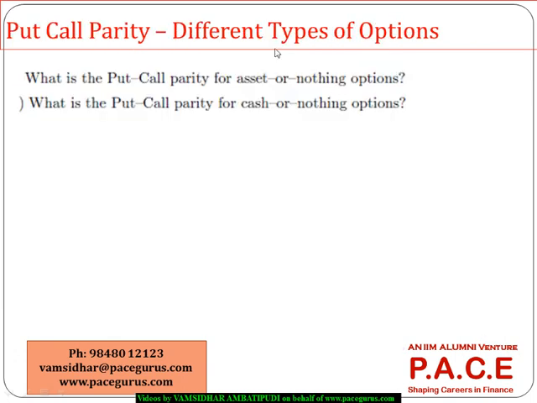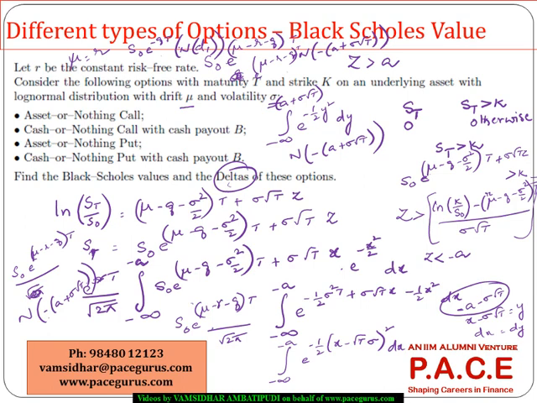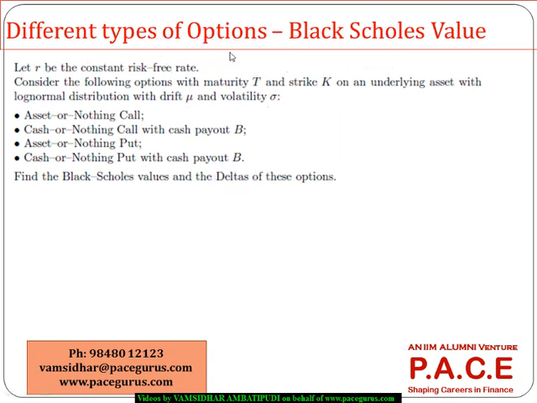Let me look at the expression first. If I look at the expression, I got the price of the call option: S naught into e power mu minus r minus q times t, N of minus of a plus sigma root t. Now what we are saying is I want the delta for this, dou c by dou s.